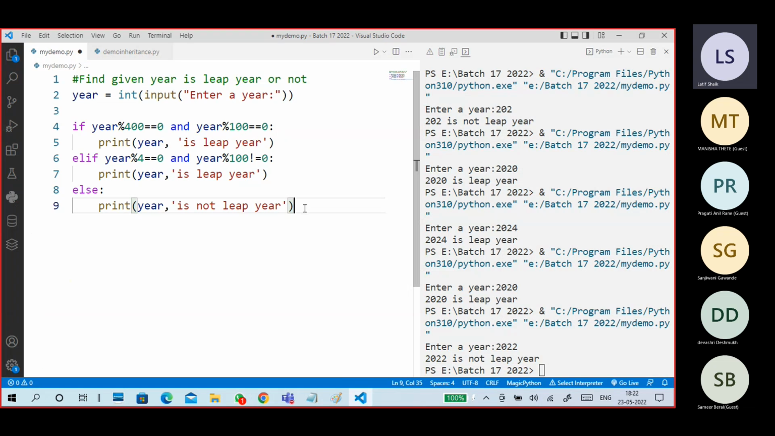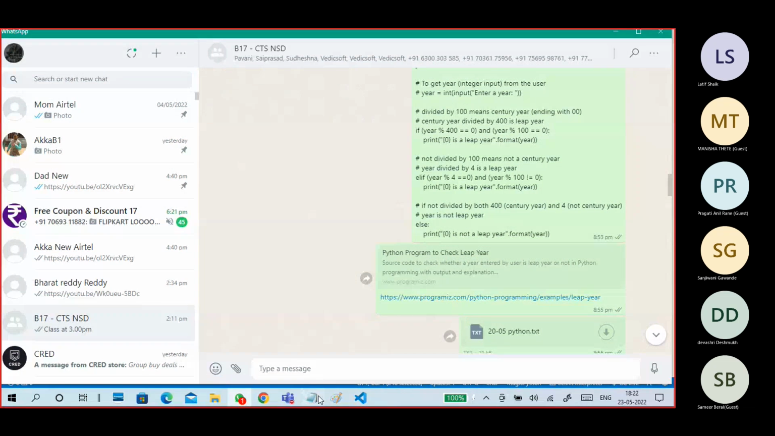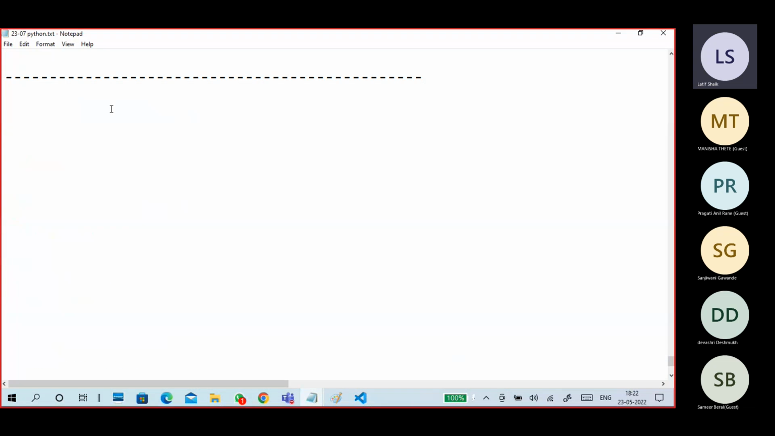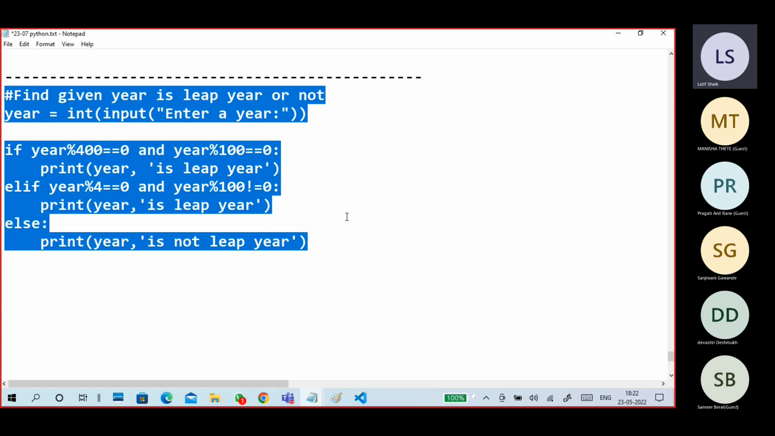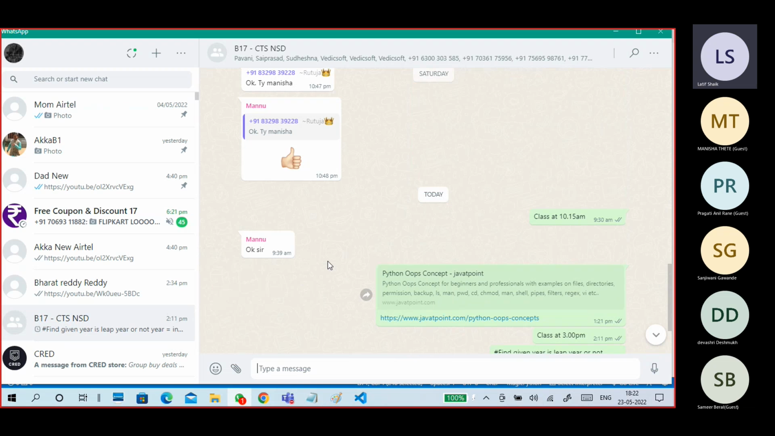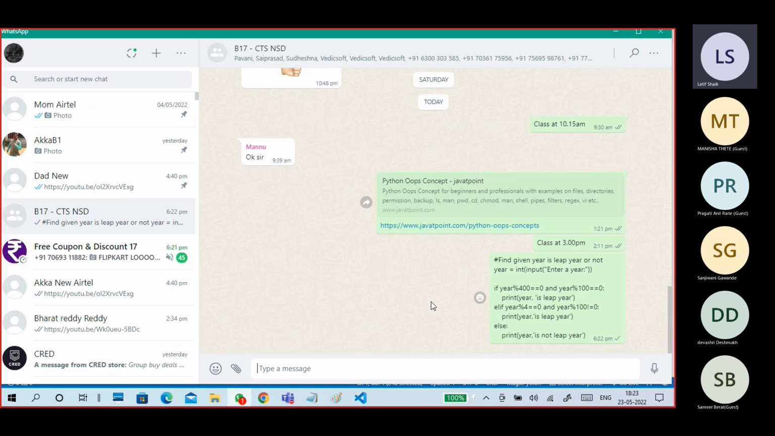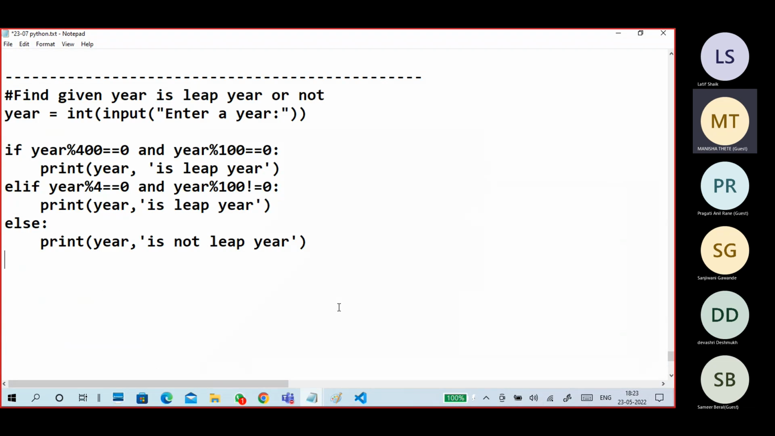Okay, so this is the point of where it is. I'll put it here. Or if you want, I will put it there. It is easy. Manisha, okay, understand? Yes, sir.